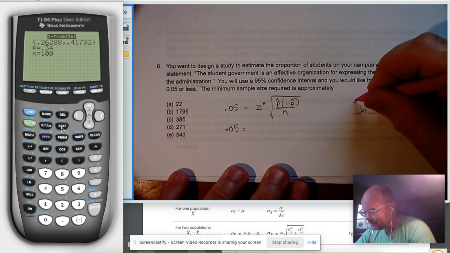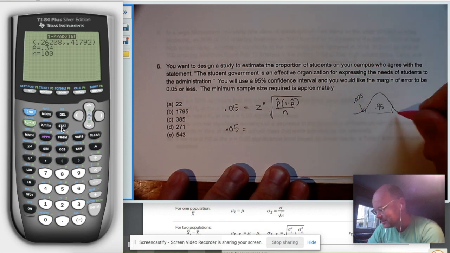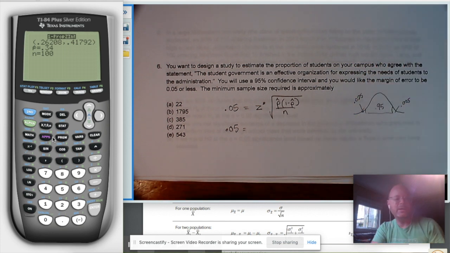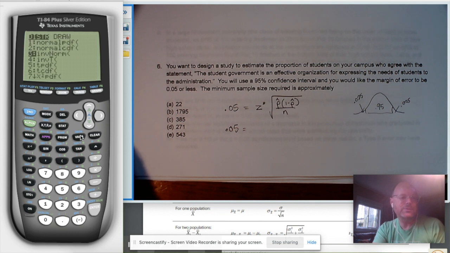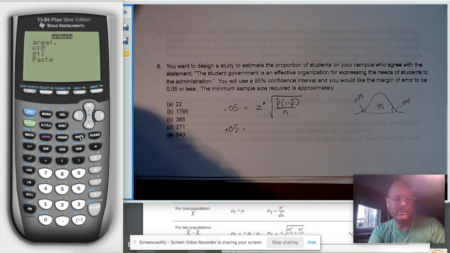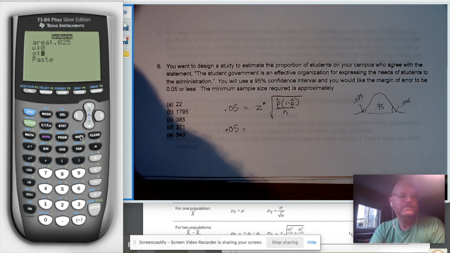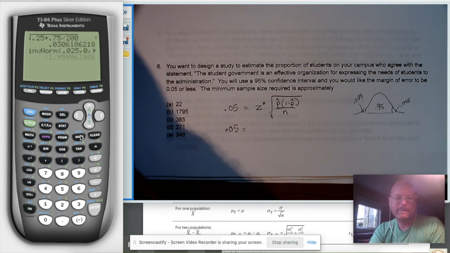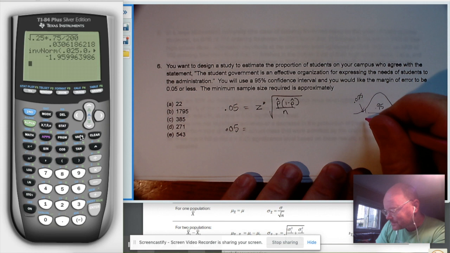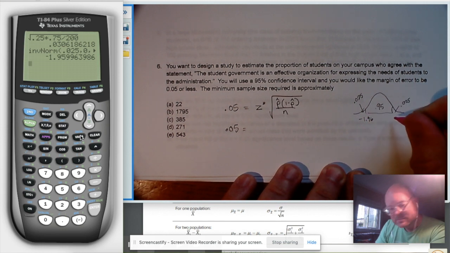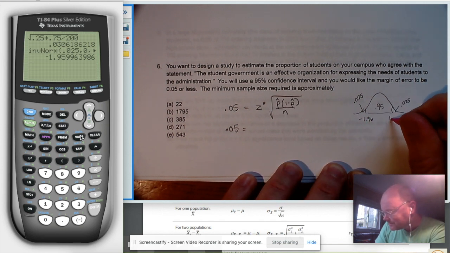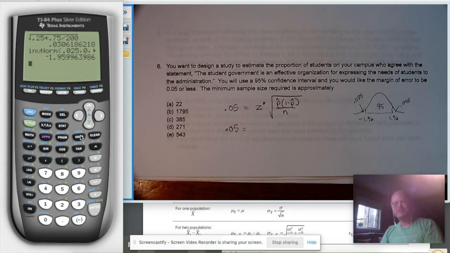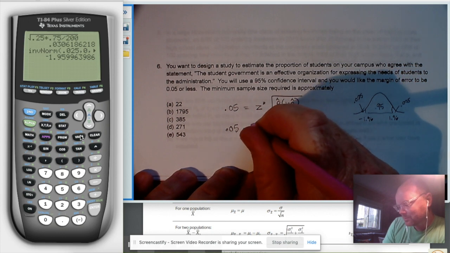That would leave half of 5% in each tail. And if you grab your calculator, if you want to know what that value is, you can do inverse norm of whatever is in the tail. Apparently, that magic value is 1.96, positive and negative 1.96. Those are the boundaries that chop off the middle 95% of any normal distribution. Okay, so the magic value is 1.96.